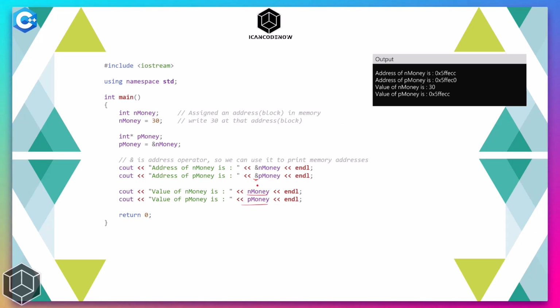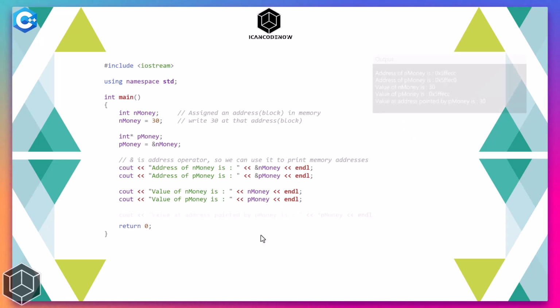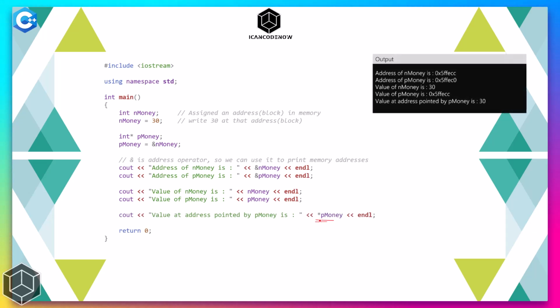And in this case, n money is an integer and p money is a pointer. So we can see in the output that printing the value of n money prints 30, and printing the value of the pointer prints the address. Its value is an address, so it basically prints the address. But if we want to see the value at that address, we can obviously use this dereferencing operator. So dereferencing works like, get me the value at the address which is in the p money value.